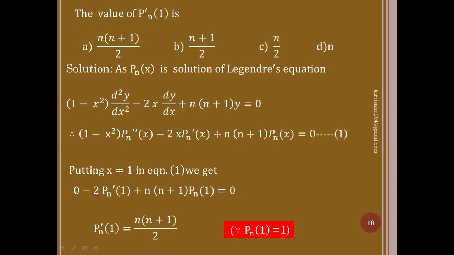Now, so what we have, minus 2, x is 1, Pn dash of 1 plus n into n plus 1, Pn of 1 equal to 0. Now, as I am interested in Pn dash of 1, so we will obtain the expression for Pn dash of 1. What we get? We get it as n into n plus 1, Pn of 1. Just now, we have seen that Pn of 1 is what? 1, right? So that I will put over here. So 1, and this is divided by 2. So what is the value of Pn dash of 1? It is n into n plus 1 by 2. Hence, the correct option or the answer for this example is option number A.